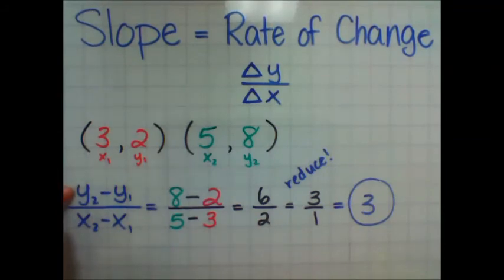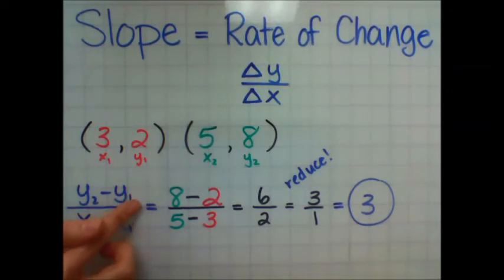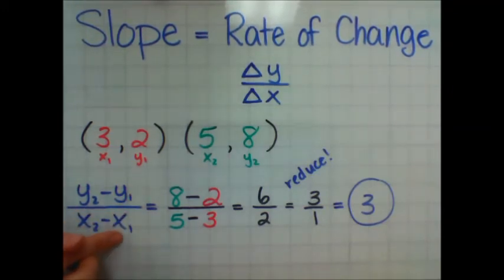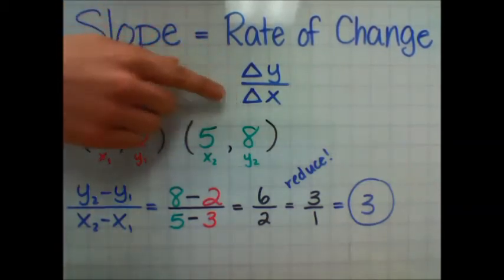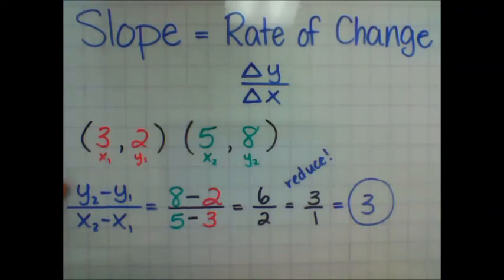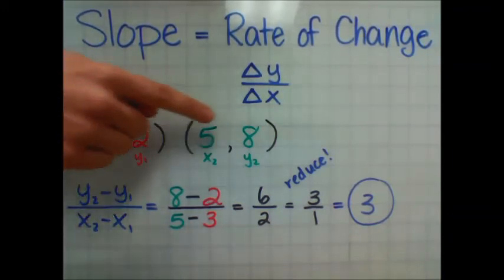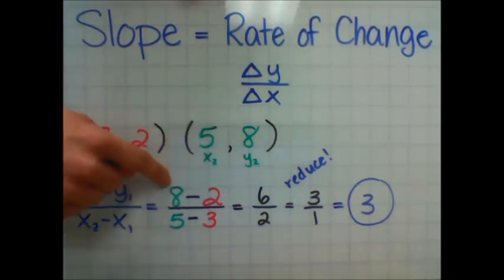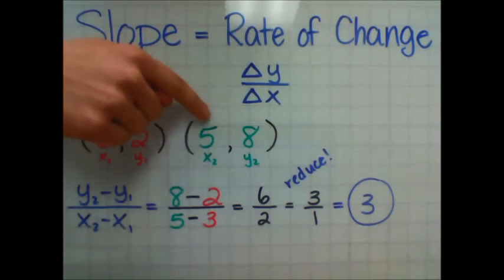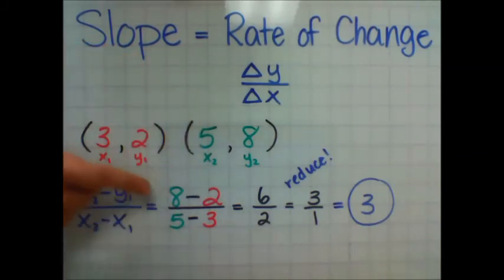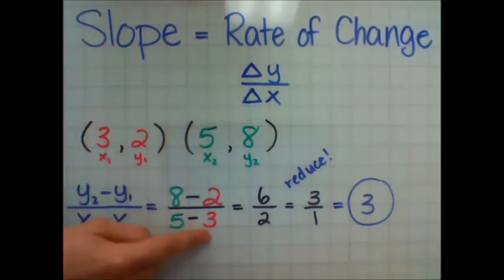And then I'm going to subtract the second y minus the first y divided by the second x minus the first x. Remember, it's the change in y's divided by the change in the x's. So y's always go on top. And then I plugged in. My second y is 8, and my first y is 2. And then on the bottom, my second x is 5, and my first x is 3.